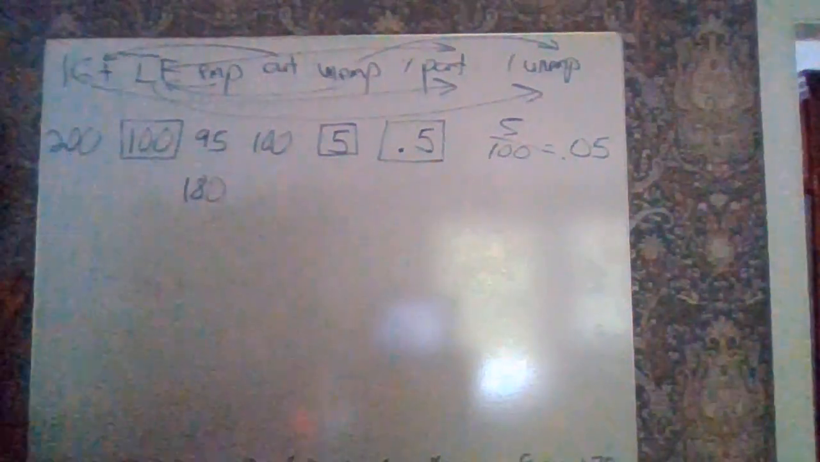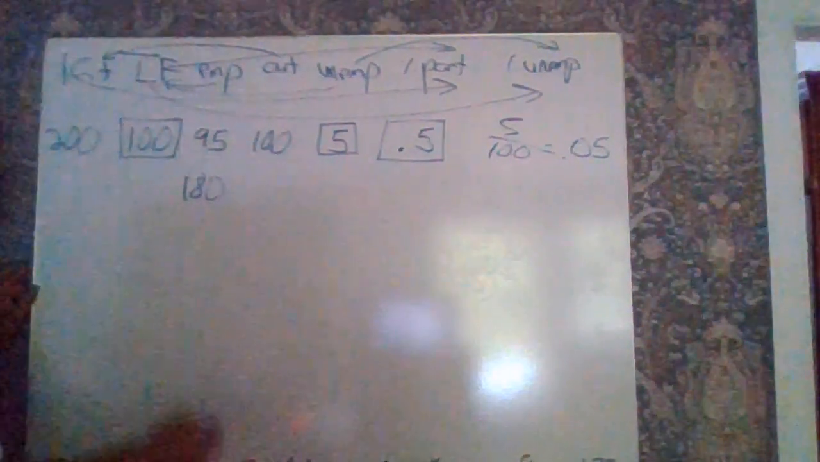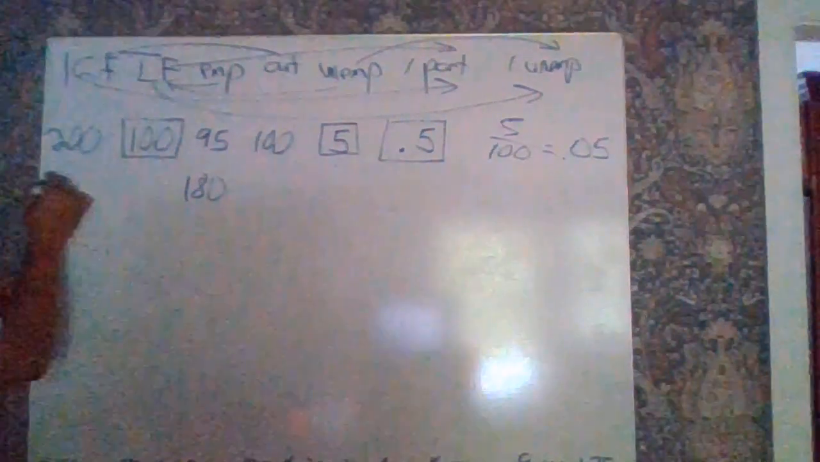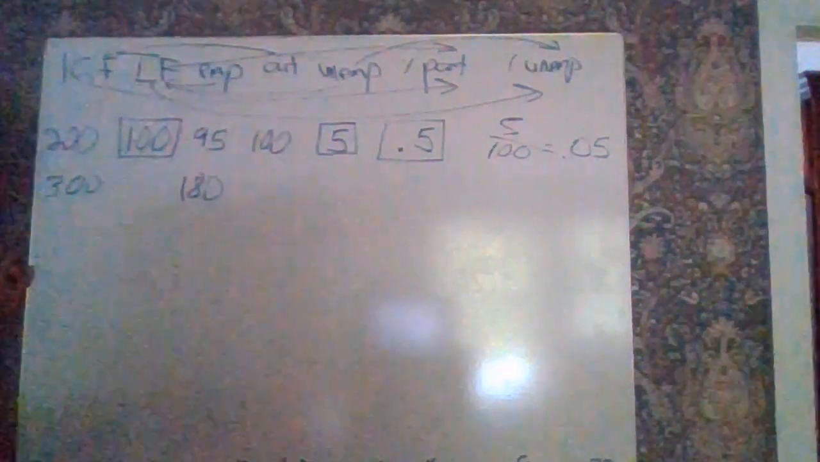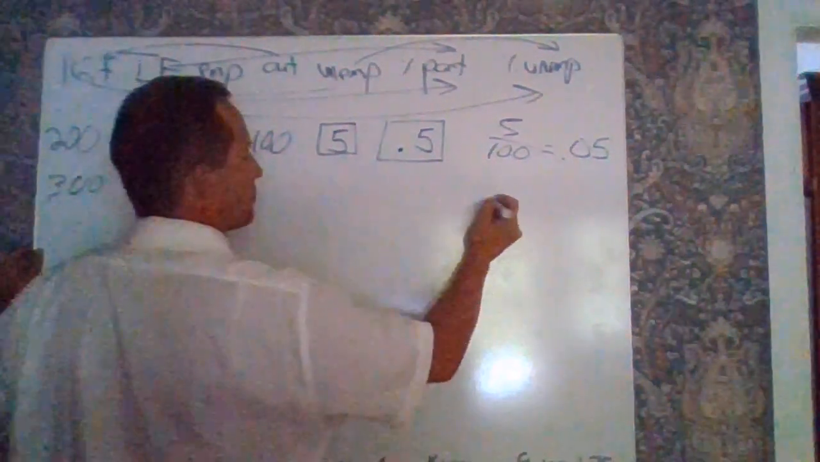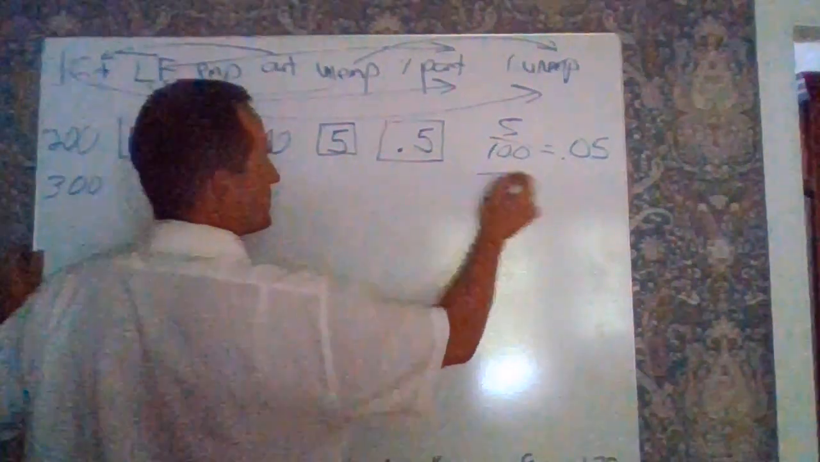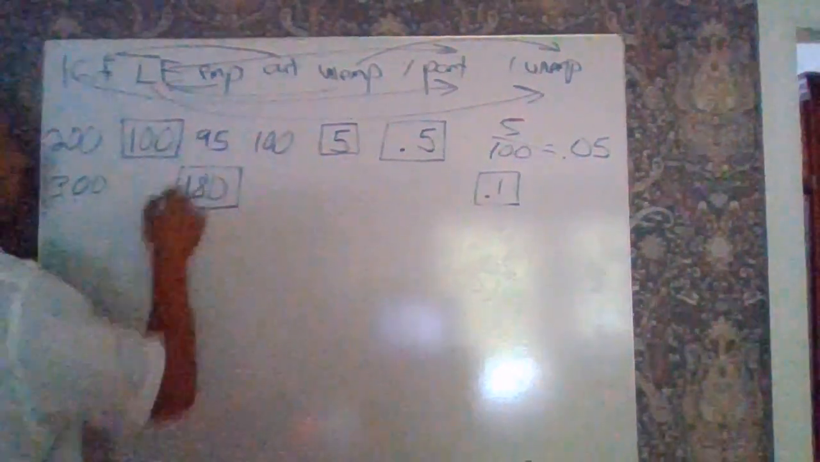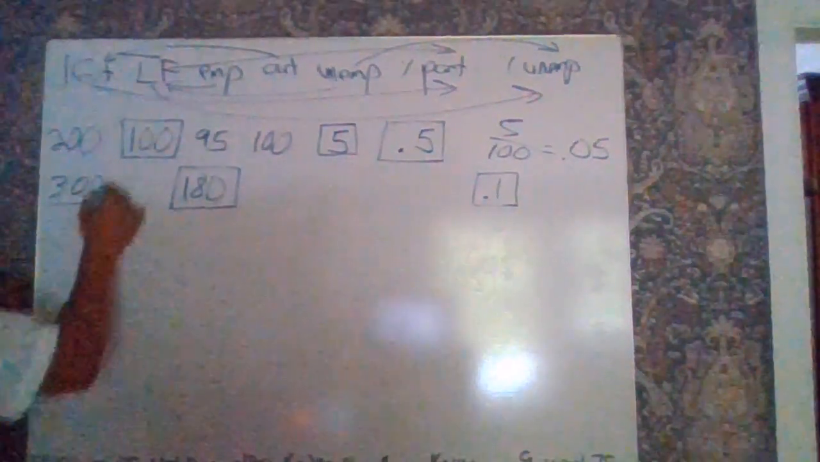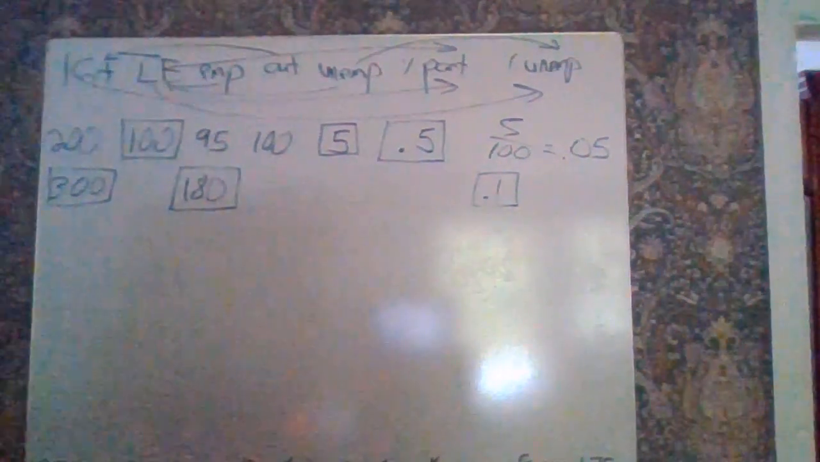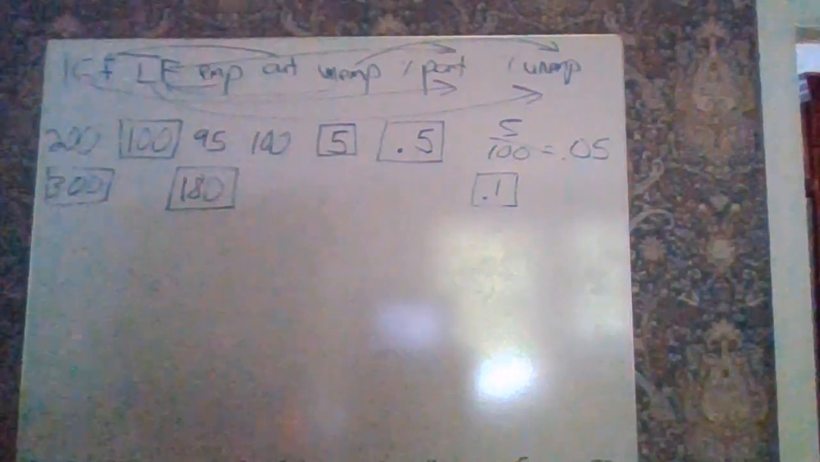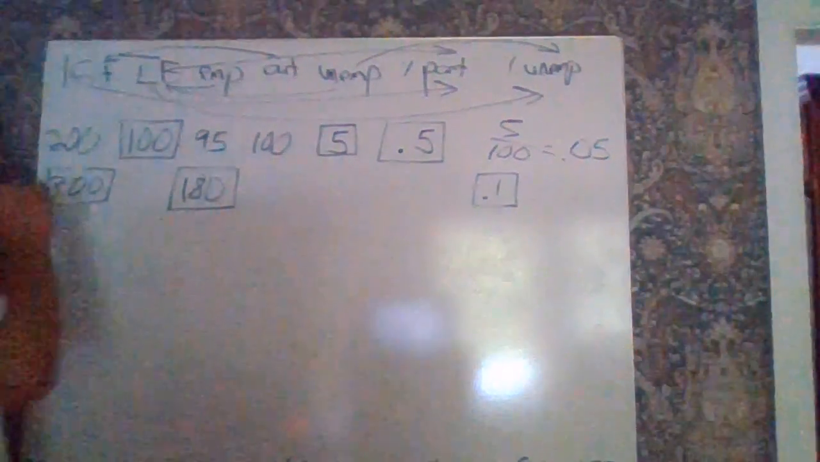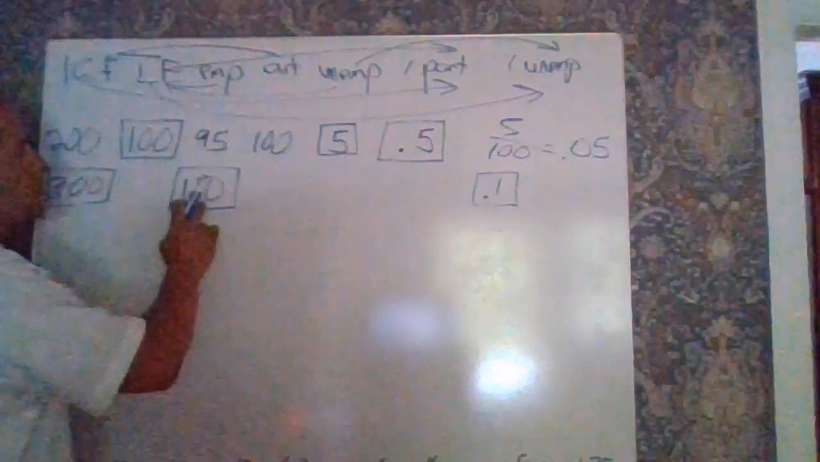So here we're being given employed 180, 16 plus population 300, and the percent unemployment at 10%. And 10% is written that way. Okay, so the employed is 180.